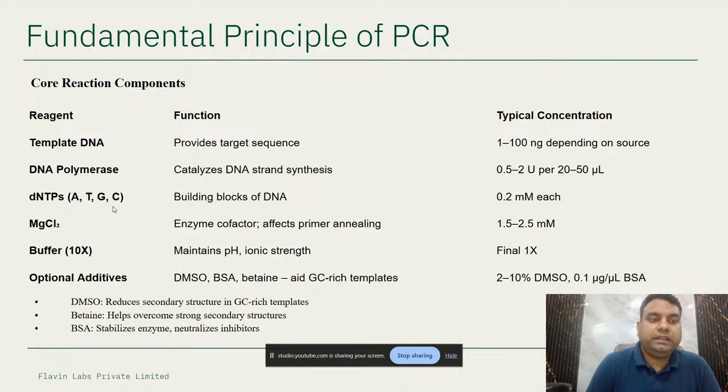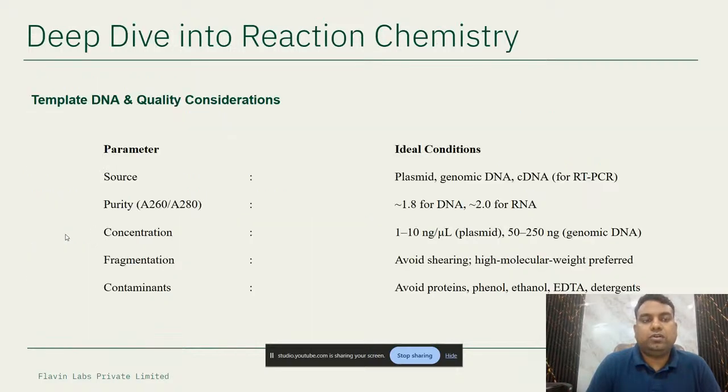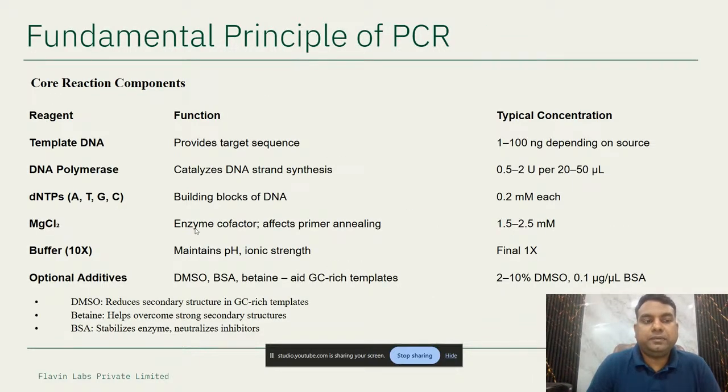We need dNTPs, that is dATP, dTTP, dGTP, and dCTP. These work as building blocks for DNA, and we require 0.2 millimolar of each in the reaction. Then MgCl2, or magnesium chloride: as we all know, our polymerase needs magnesium ion as a cofactor. Without magnesium ion, it will not start the polymerization reaction. So we need magnesium chloride for that.